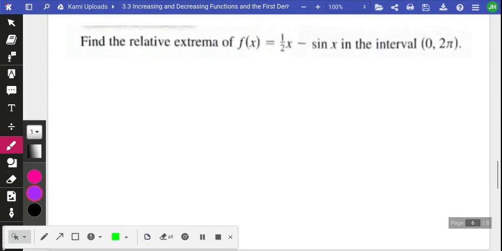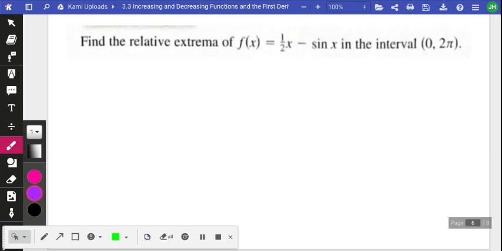All right. So we're going to find the relative extrema of the function 1/2 x minus sine x on the interval 0 to 2 pi. So that unit circle is coming back around.